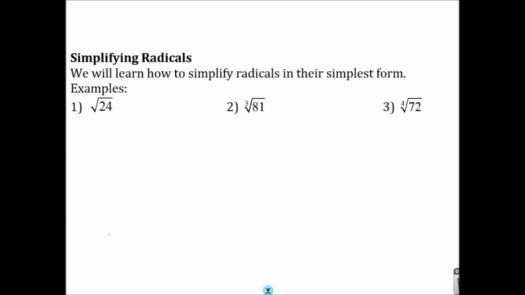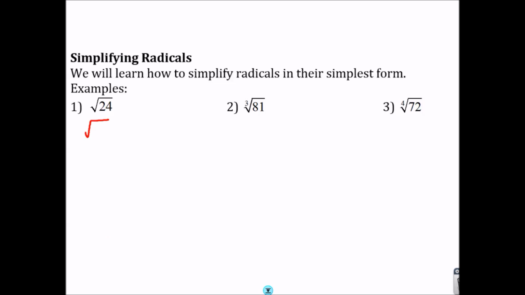Number one should be familiar to you. You're just simplifying a square root. When we simplify square roots, we are looking for a perfect square that is a factor of the radicand, which in this case is 24. So if you think, what perfect square goes into 24? That would be 4.